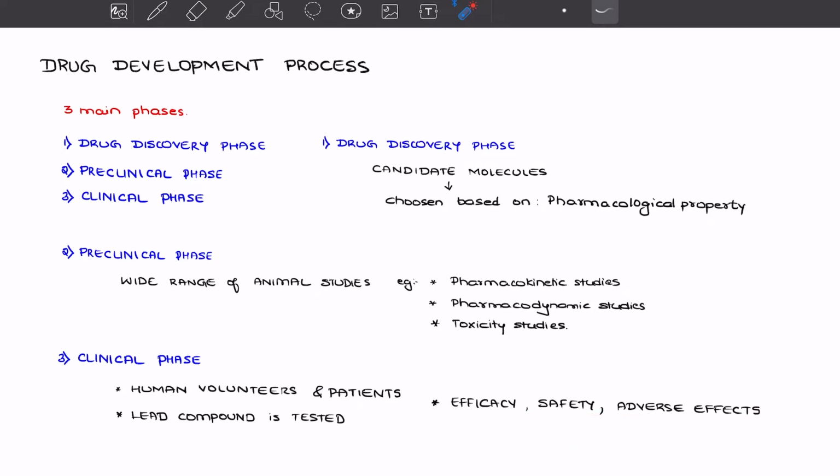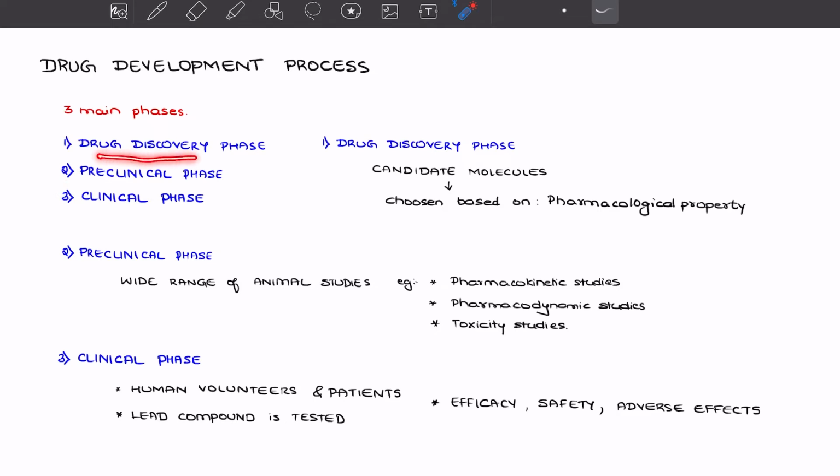Only after approval of the clinical phase, the drug will be marketed. Unless it passes the clinical phase, the drug will not be distributed in the market. So again, to repeat, the drug development process involves three stages: the drug discovery phase, the preclinical phase, and the clinical phase.